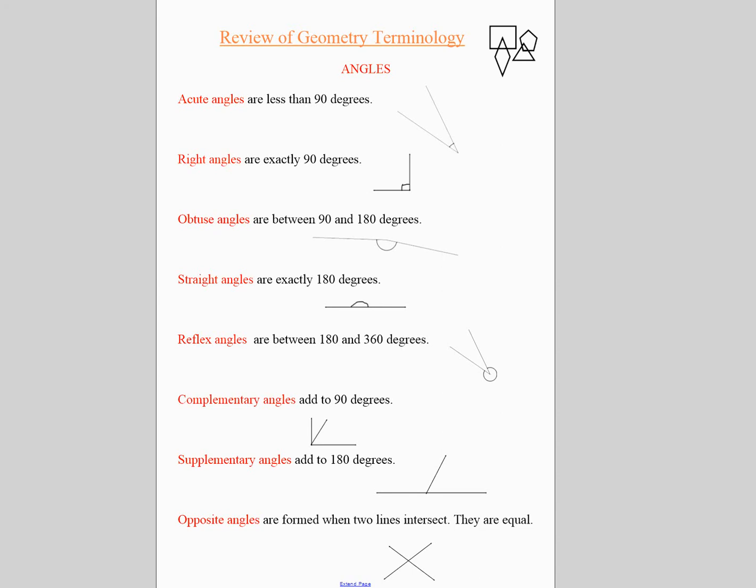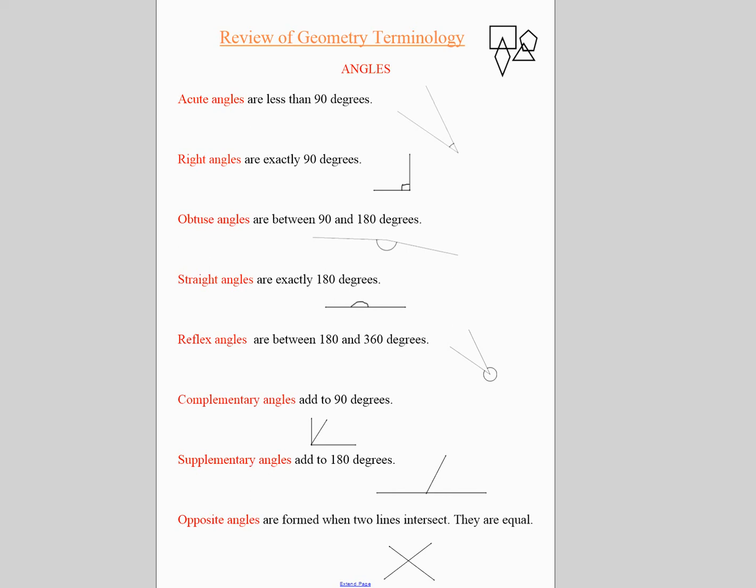So this video reviews some of the geometry terminology that you would have learned last year. So just a quick review, acute angles are angles that are less than 90 degrees. Right angles are exactly 90 degrees, and often right angles will have a little box on them for you to be able to identify that they are right angles.